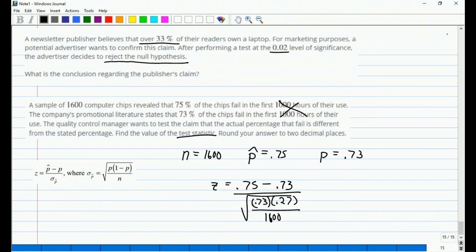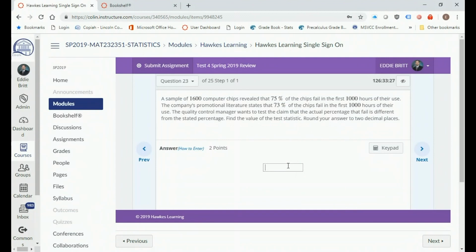All right, so now I'm taking the square root. Just imagine what it looks like. The numerator is 0.02. I took the square root and I got 0.011098986. So I'm going to divide that, and then I'm going to round to two places. If I round that to two places, I get 1.80. Not too bad, almost done.